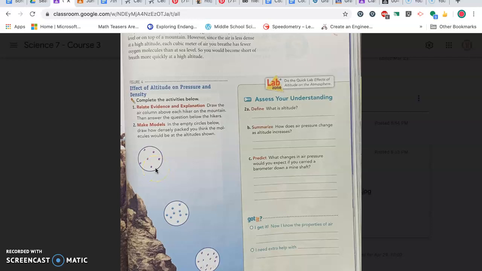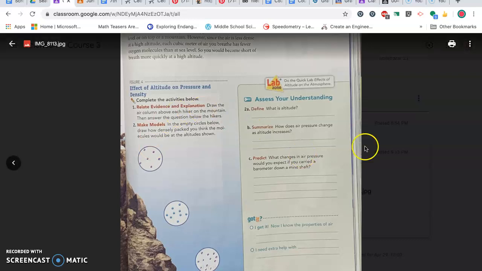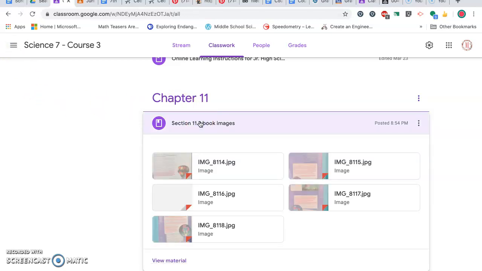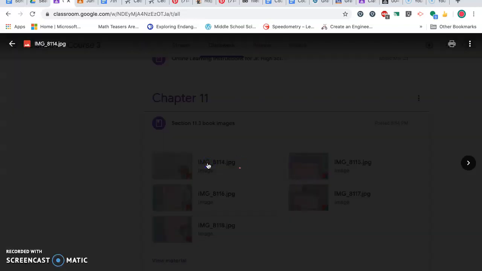All right, so again, basically when you think of altitude, you think the higher I go, the less dense the air is and the less air pressure I have. Both of those relationships are true, I should say. All right, let's move on then. That was the end of 11.2. So 11.3 then starts to look at the different levels of the atmosphere.